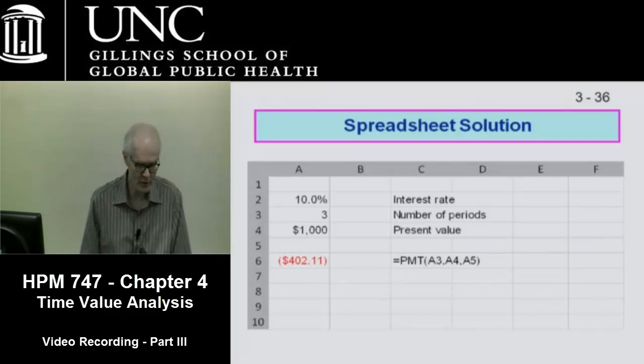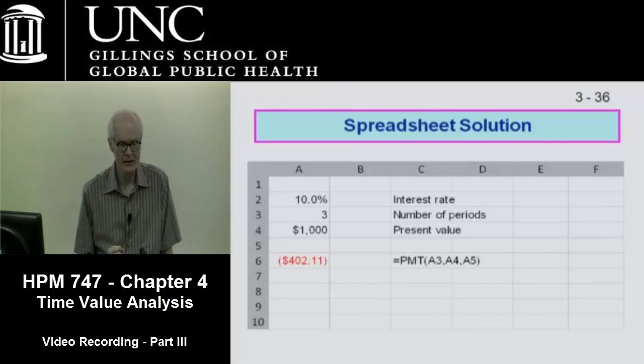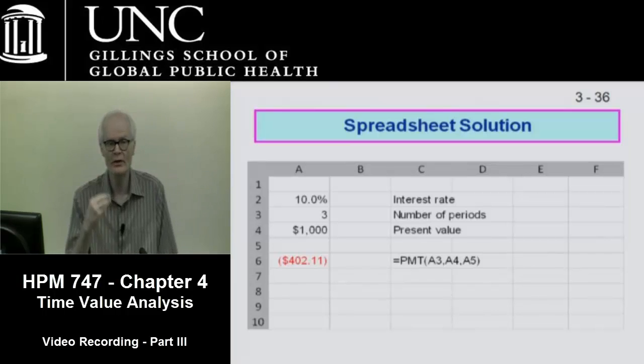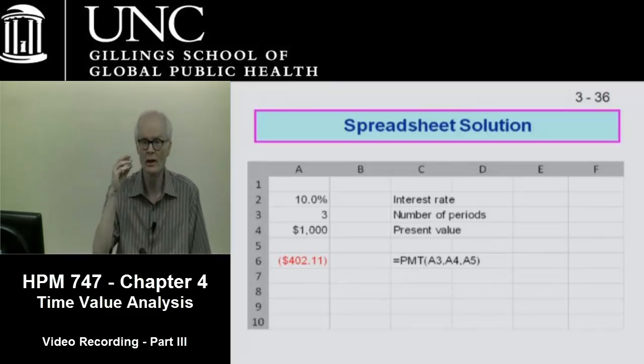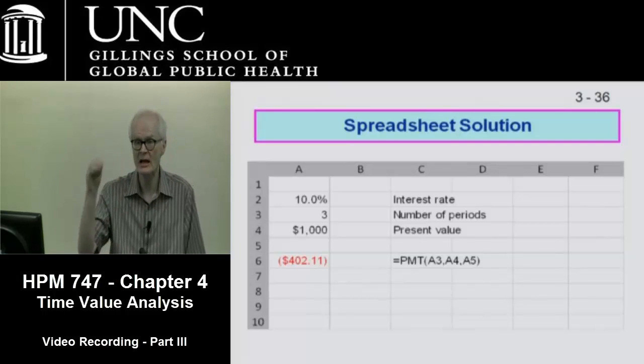So that tells you it's $402.11. What that means is that if you borrow $1,000 today at 10% over 3 years, you will have to make 3 equal annual payments of $402.11.